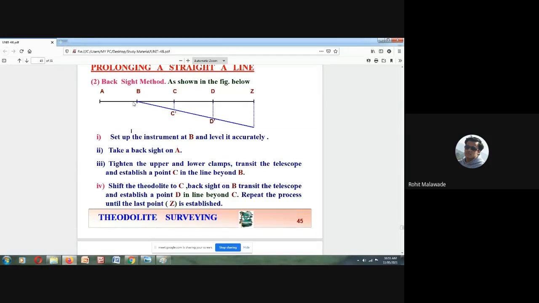You backsight against A. Then, on one side, tighten the upper screw and the lower clamp, and you will transit the telescope and look at C. Once you have bisected the point A, you will transit the telescope.